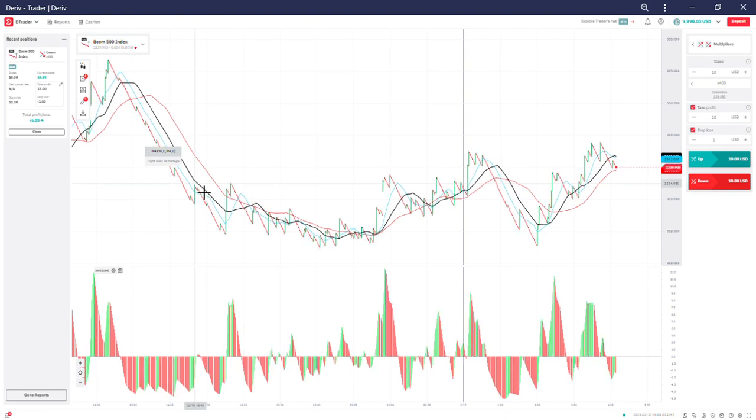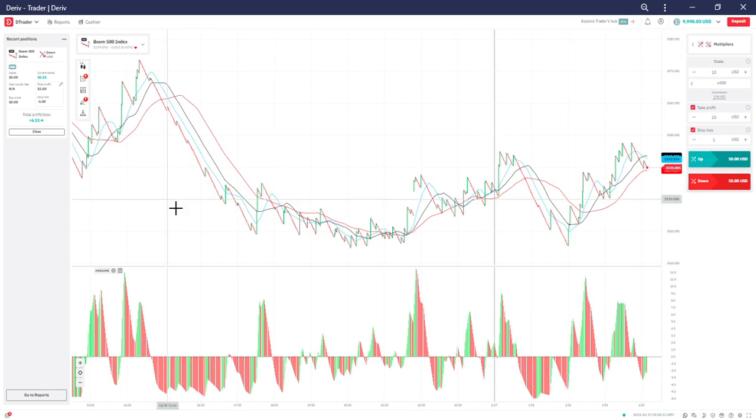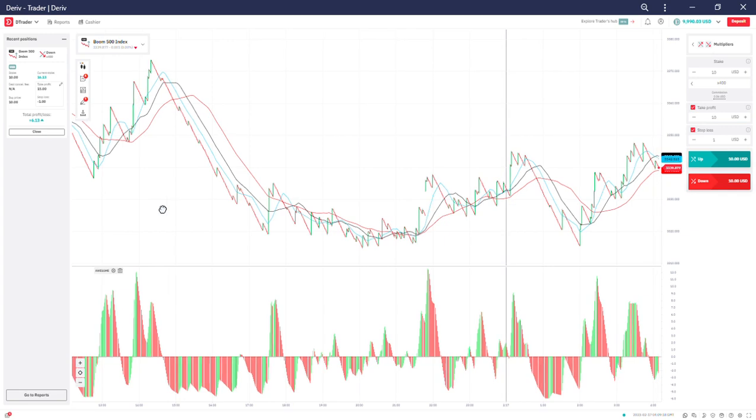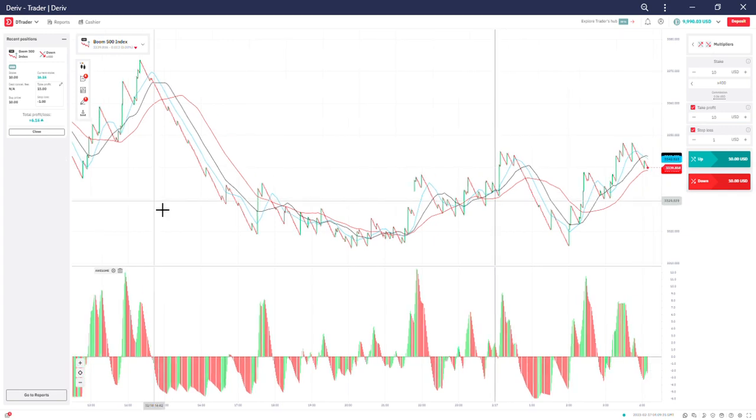Hello guys, so today I want to share something with you when it comes to trading boom and crash index, and I want to show you a strategy that you can use called the scalping strategy. Now this is the boom 100 index market. As you can see, I'm scalping.